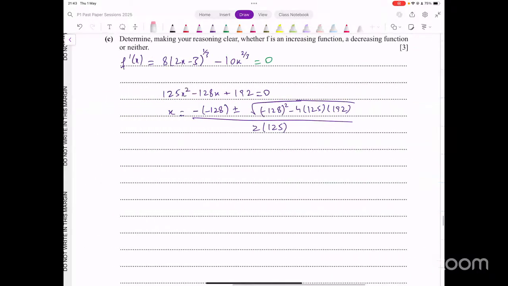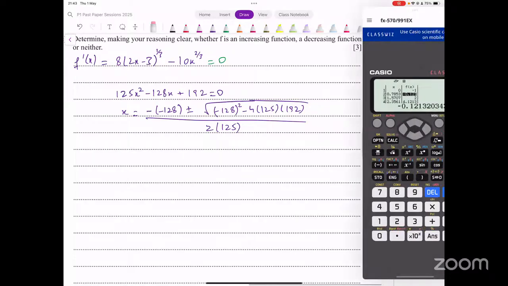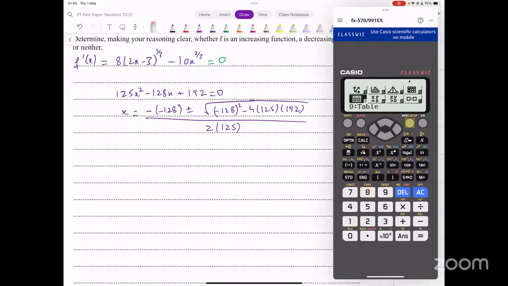So let's actually try to do that. In this case, what do we get inside the square root? We get 128 squared minus 4 into 125 into 192. Okay, so we end up getting a negative value inside the square root, and that's telling us that there's no solution for this.